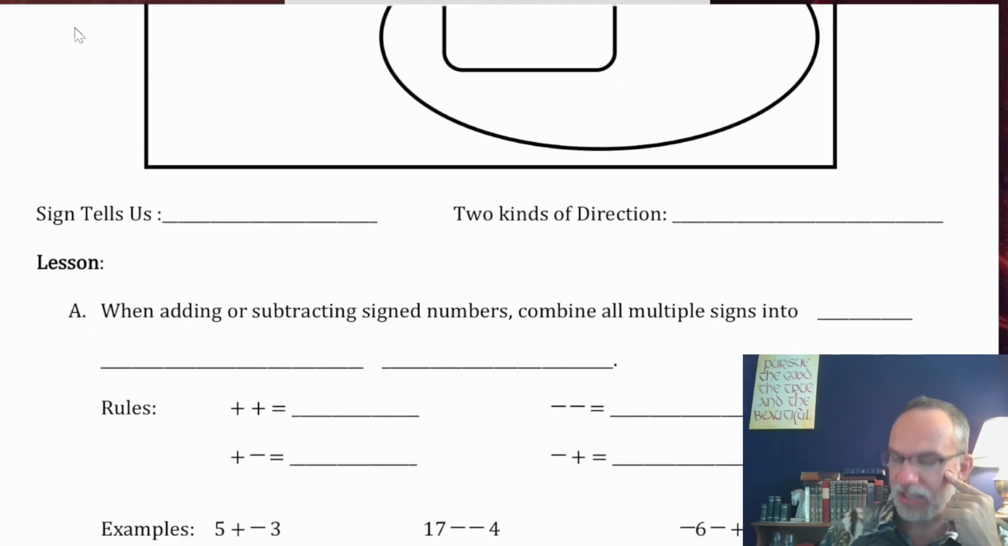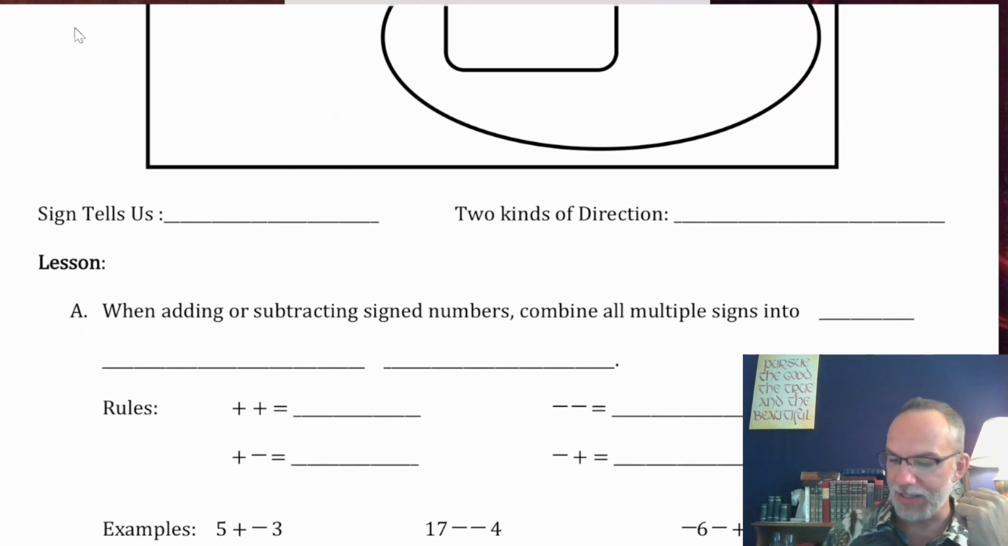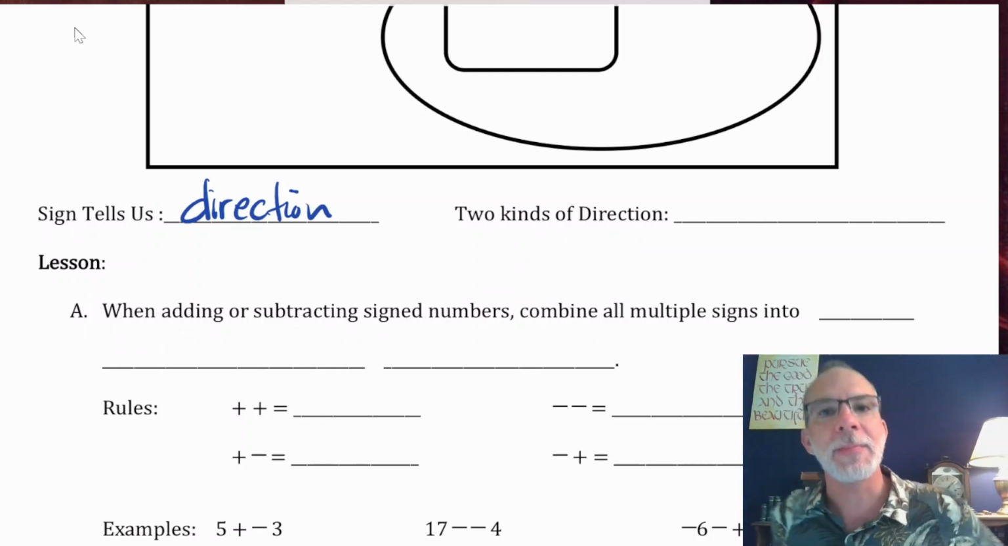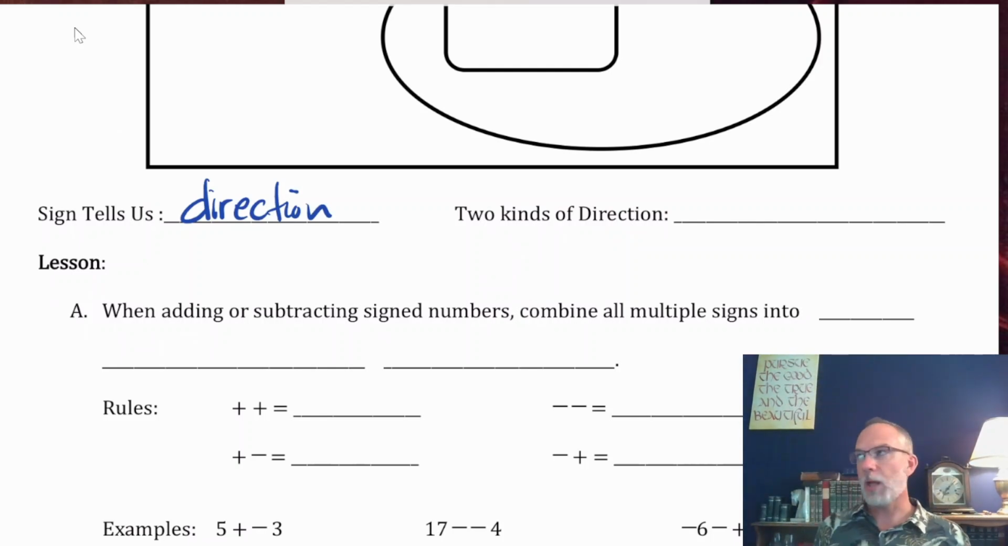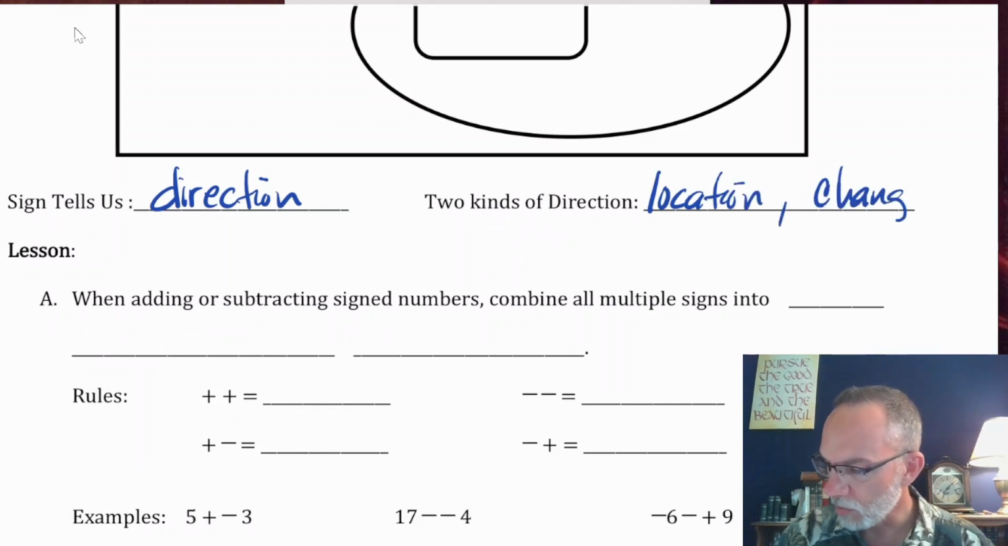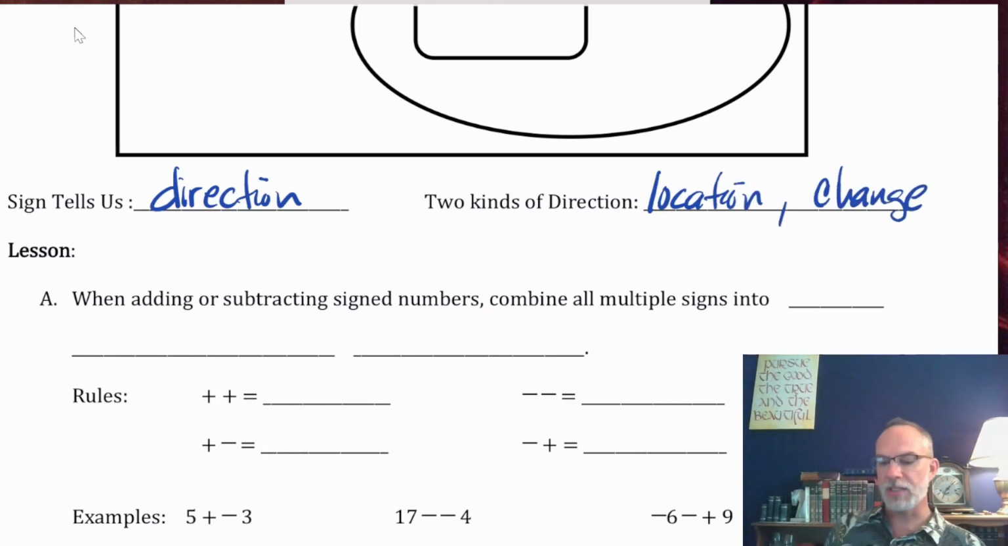Sign tells us, by way of review again, sign tells us direction. Anytime you have a positive or negative sign, it means direction of some kind. Left of something, right of something, above, below, forwards, backwards, counterclockwise, clockwise, that kind of thing. Two kinds of direction would be location and then also change. You can be changing something, increasing and decreasing. All right, so now lesson part A.